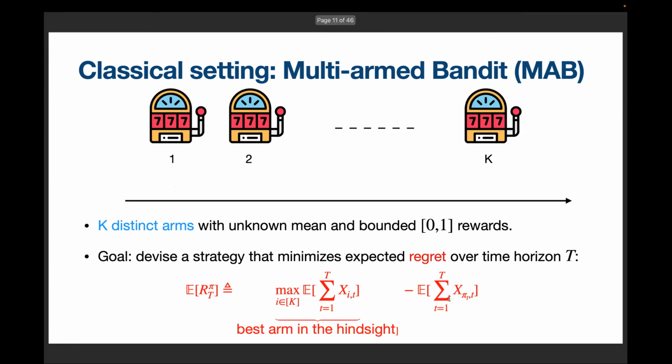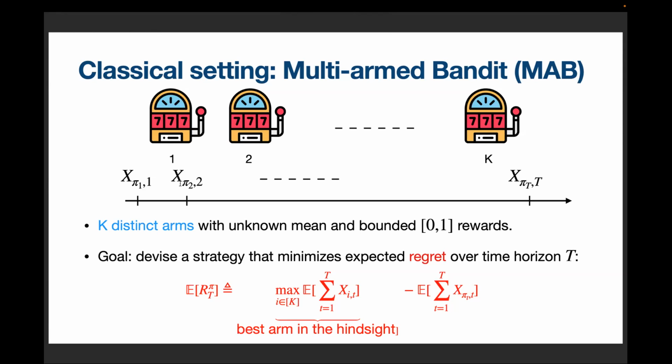For instance, if we have a time horizon t, in the first round I'm going to pull one of these arms, say pi1, and use that history, then pull another arm, pi2, observe another reward, and then at each time t, use the history up to time t to decide about the next arm I want to pull, all the way to the end of the time horizon t. And again, the goal is to minimize the expected regret. So that's the classical setting.